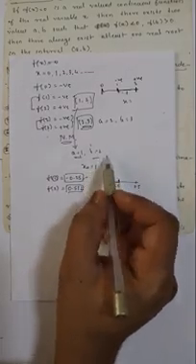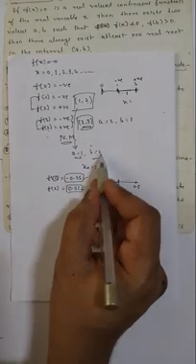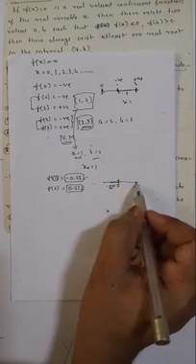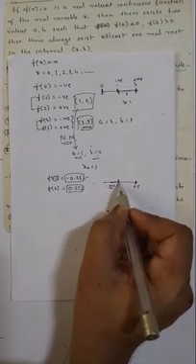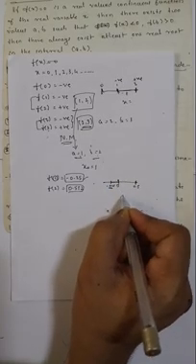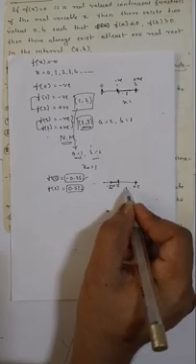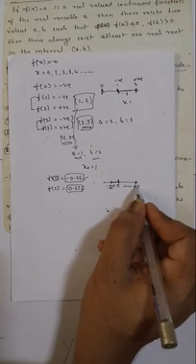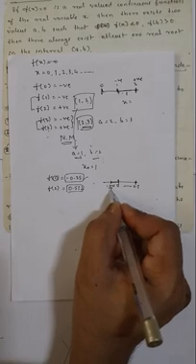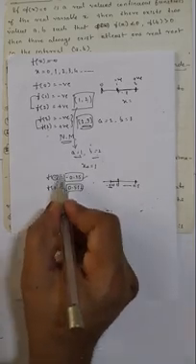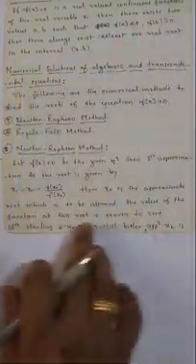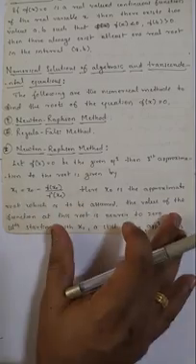If you take x naught equal to 2, you also get the answer, but the difference is in the number of approximations. The number of steps will be more when you take x naught equal to 2, and the number of steps will be less when you take x naught equal to 1. This is the difference. So this is what we call the first approximation.